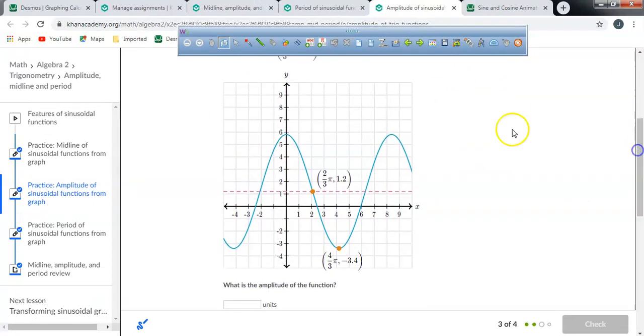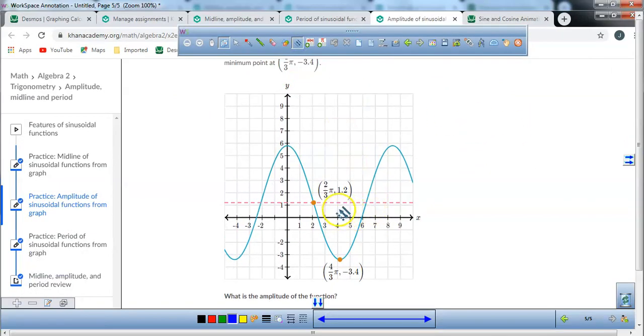Okay. Let's look. Would you agree that the amplitude, this is where you're supposed to say yes, goes from the midline to the lowest point, from the midline to the highest point. So literally, right here, the midline's at 1.2. And we're down here at negative 3.4.